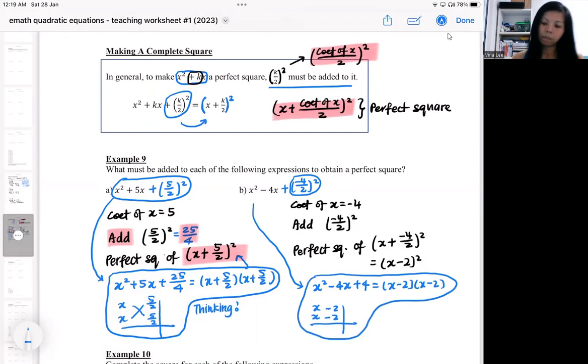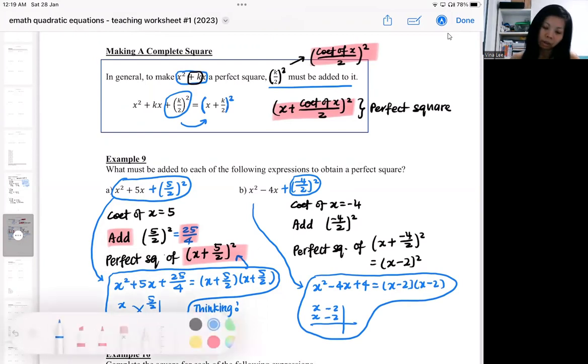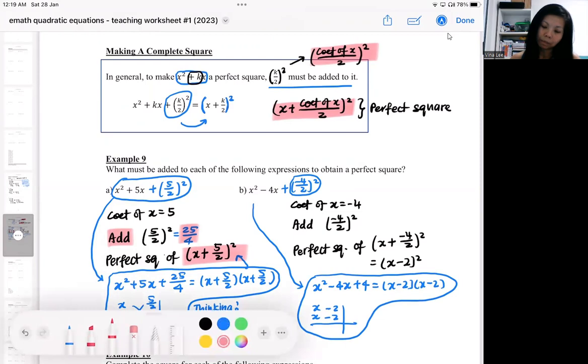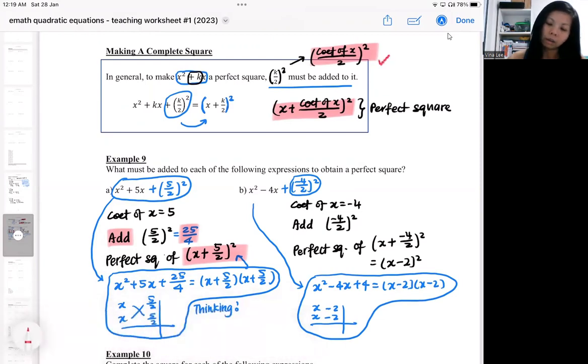Okay, so this is the part that you don't need to show. You can just use it as a formula. So this part is the formula. You add this, and this will be the perfect square. So the question can be asking you in this way: what must be added in order to obtain a perfect square?